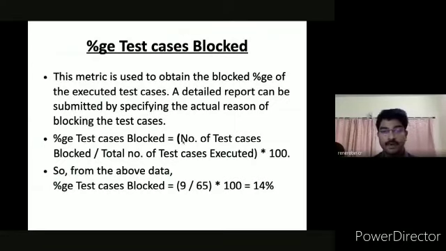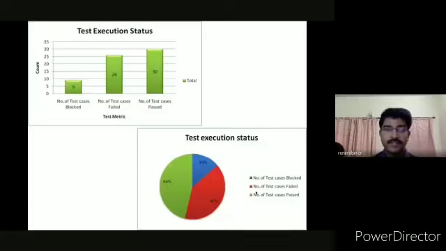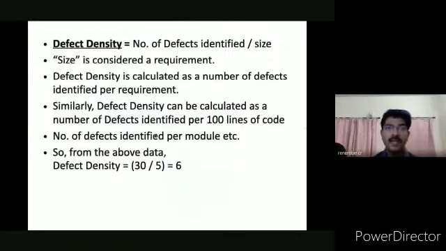Percentage of test cases blocked is equal to the number of test cases blocked divided by the total number of test cases executed, times 100. So I'll be getting the value 14%. Okay, so with the help of the total number of test cases blocked, failed, and passed, I can generate a pie chart or a bar chart for report purposes. And defect density, okay, another important metric, defect density.